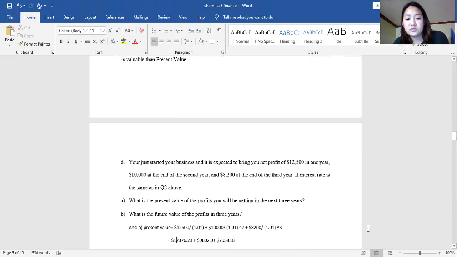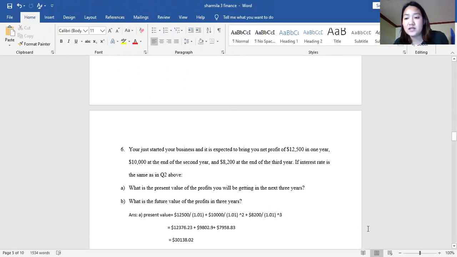So for question number 6, you just started your business and it is expected to bring you net profit of $12,500 in 1 year, $10,000 at the end of the second year, and $8,200 at the end of the third, if the interest rate is the same as in question number 2 above.